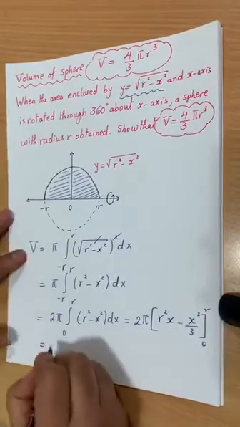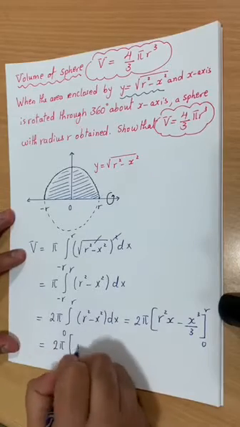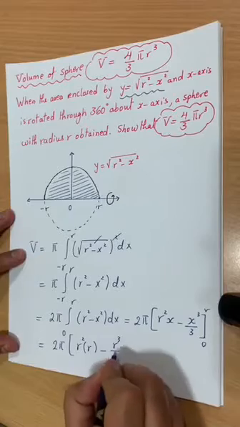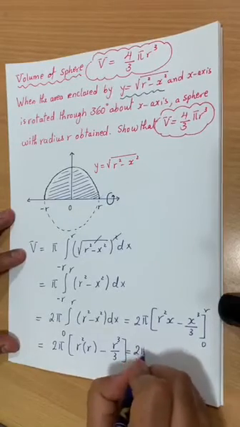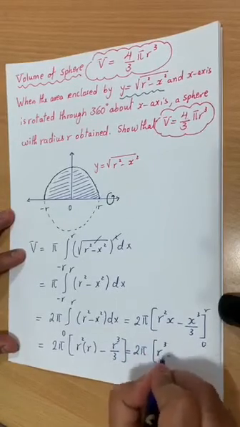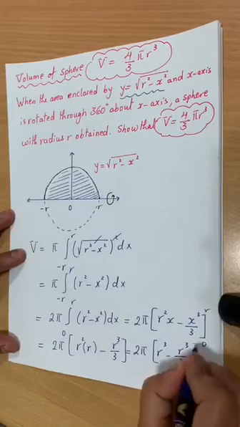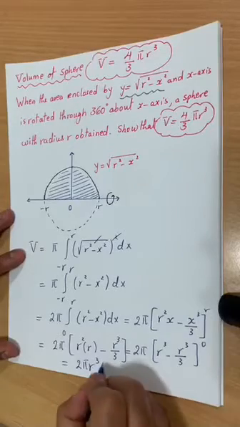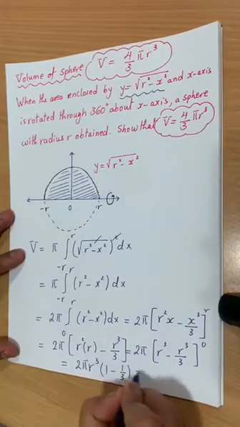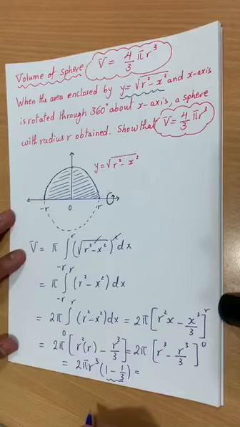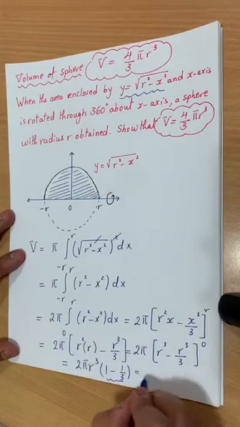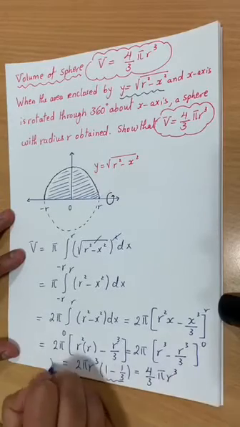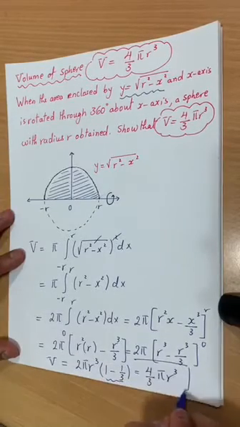Now you have to replace x with r. Keep the 2 pi as it is. r squared times r minus r cubed over 3. Then 2 pi times r cubed minus r cubed over 3. You can take r cubed as a common factor. Then you have 1 minus 1 over 3. 1 minus 1 over 3 is equal to 2 over 3. So 2 over 3 times 2 is equal to 4 over 3 pi r cubed. Then it's proved.